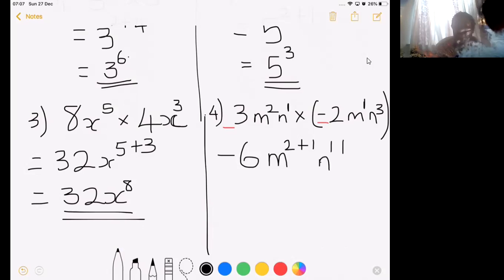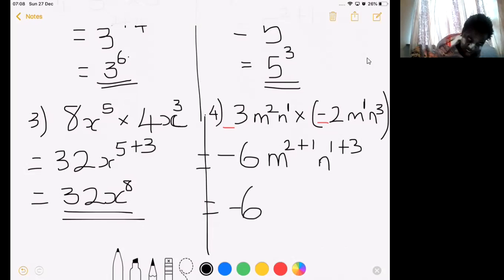Because remember, when you are multiplying exponents, what do you do to the powers? You add the powers. But when you are doing this, you do the numbers on their own. You do the letters that are the same on their own. So you do the m on their own and you do the n on their own. But the multiplication of numbers doesn't change. That's why we said 3 times 2. We are not going to say 3 plus minus 2. Multiplication of numbers stays as it is, which is equal to minus 6m to the power of 3 n to the power of 4. That is your answer.